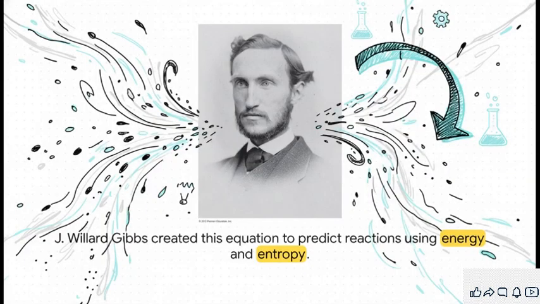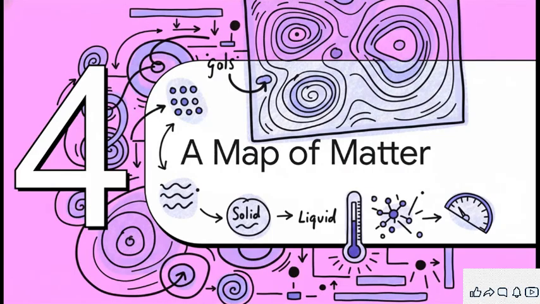And we have this man to thank for it, J. Willard Gibbs. He was an American scientist back in the 1870s who figured out how to put energy and entropy into one single, all-powerful equation that can predict the direction of change. Just incredible. So what's the big payoff for understanding all this?